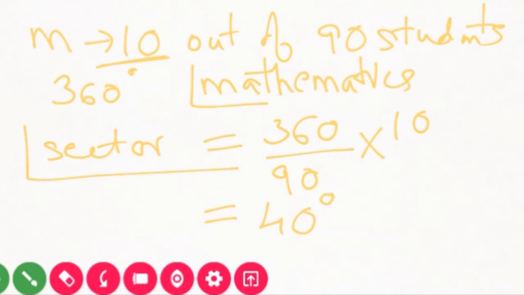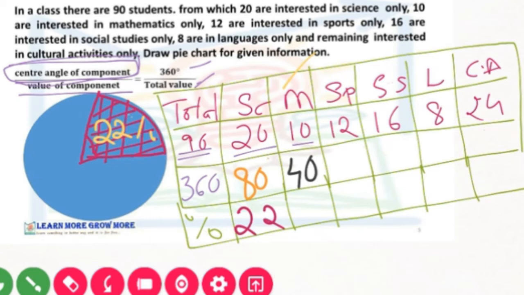That means this angle of 40 degrees corresponds to what? For the students who are interested in maths, we got 40 degrees. That means from this place we need to draw an angle of 40 degrees. Approximately, I am drawing 40 degrees here. This region corresponds to the students who are interested in maths only.